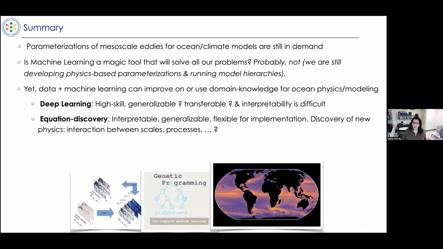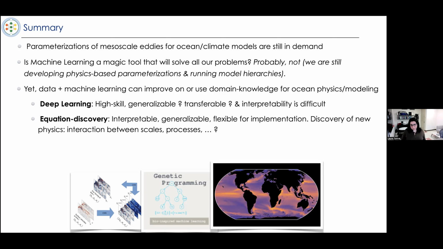It's not going to solve all of our problems. I always say, I still develop physics-based parameterizations myself and run model hierarchies and all that kind of stuff. But it's still a new tool that helped us poke around new ideas and really try to surpass where we've done well, but where we could do better. So I see it as a way to push us around a little bit, put us outside our comfort zone and think about it a little bit differently.